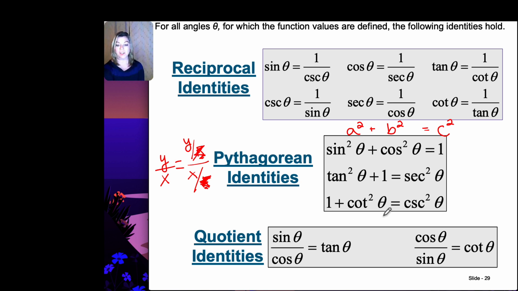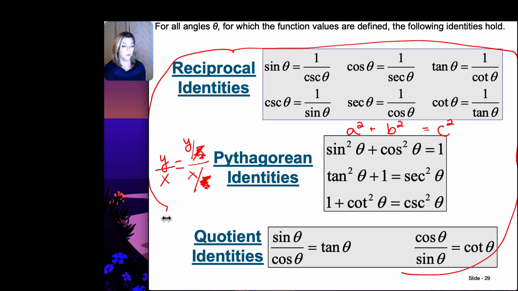Tangent's reciprocal function is cotangent. So if you take the reciprocal of sine over cosine, you get cosine over sine, and you have the second quotient identity. All right, you guys, these are called the fundamental identities. They're the first ones we work with in trigonometry. They're the ones you're going to want to know. I don't want to say memorized, but if you think about them, you should be able to come up with them pretty quickly. That's going to save you a lot of time as you go through the exercises.